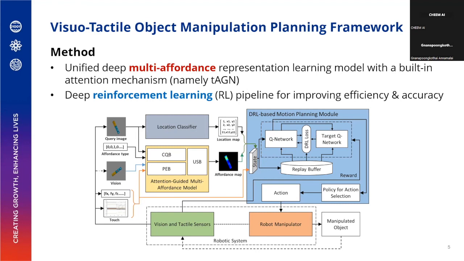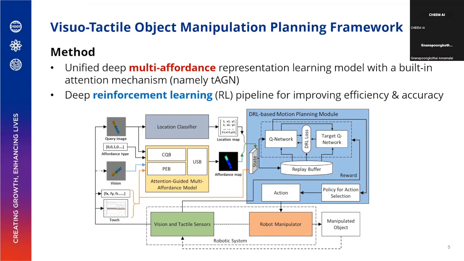And this is with an attention mechanism here. This is to let the system pay more attention to the previous exploration manipulation locations. To further improve the efficiency and accuracy, you also have an RL, a reinforcement learning pipeline, together with our affordance model.